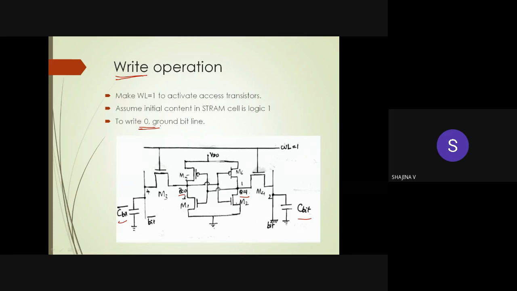So now I am going to modify the data bit to logic 0. Initially I assumed the content was logic 1, and now I have to write a logic 0 to the memory location. For that, in order to write 0, you have to ground the bit line. So the bit line should be connected to ground potential, that is, to 0 level voltage.